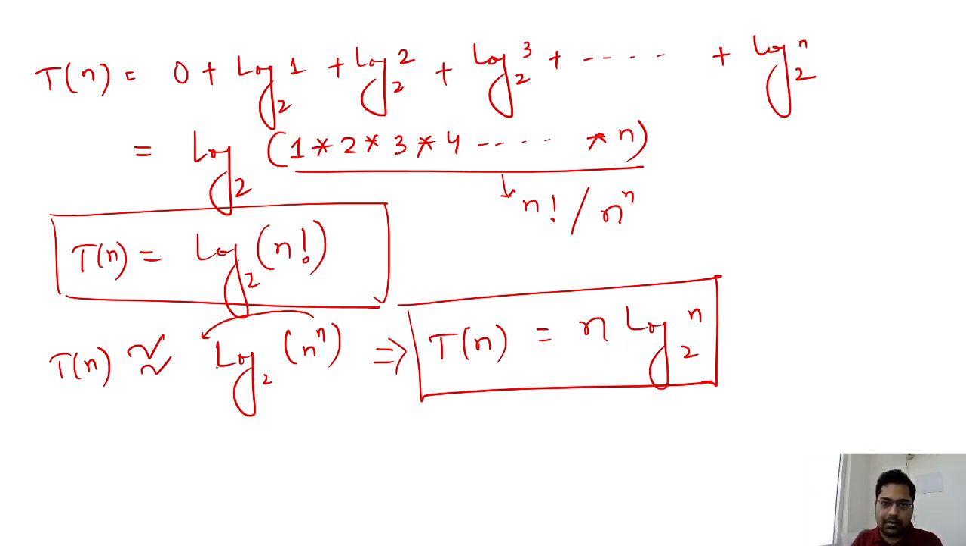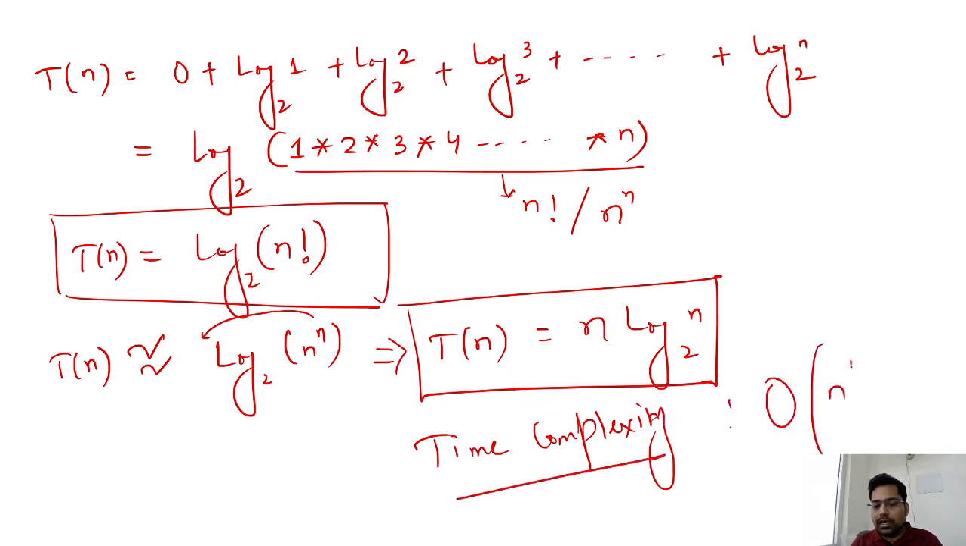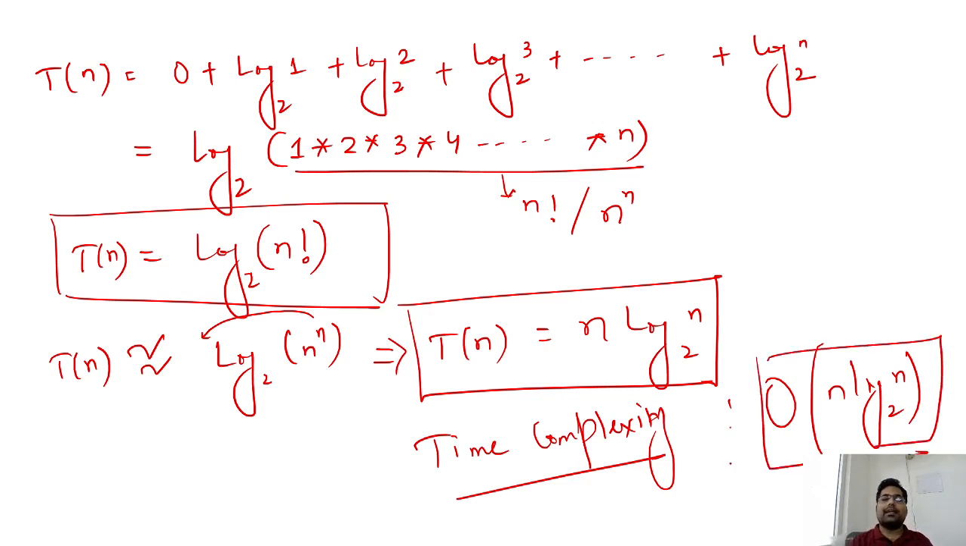Why n to the power n? If you write n factorial, it's correct, not an issue. Instead of n factorial, if you write n to the power n, that is also correct, because it is the factorial case, it's more than a factorial. So if it is n to the power n, you can write n log n. Here the time complexity is big O of n log n base 2. Here the time complexity we decided is n log n base 2.